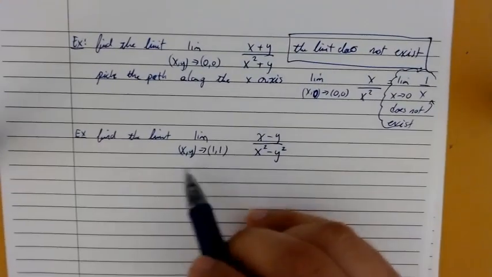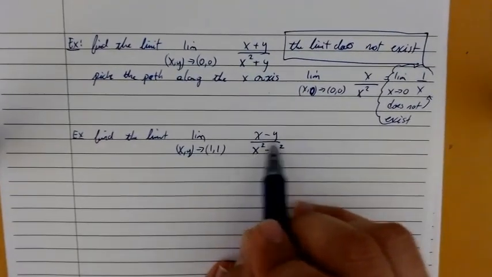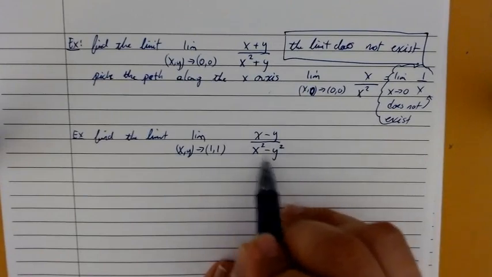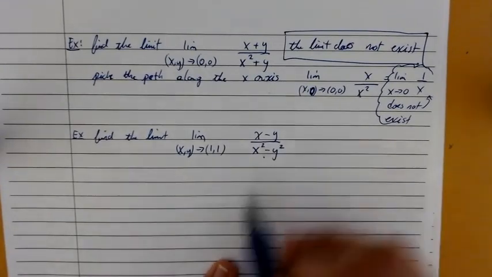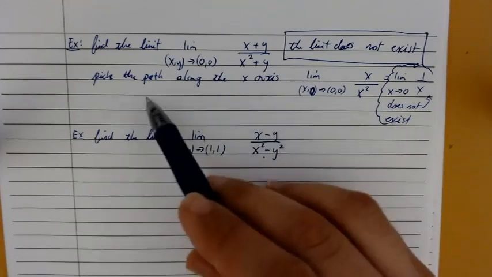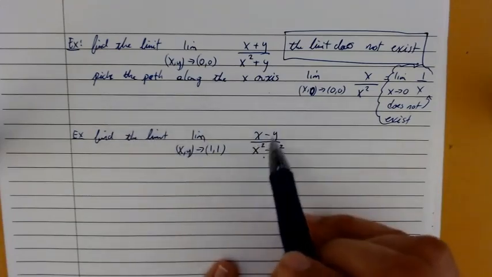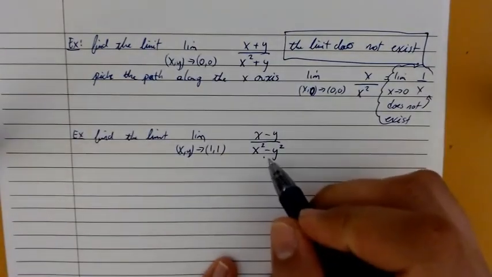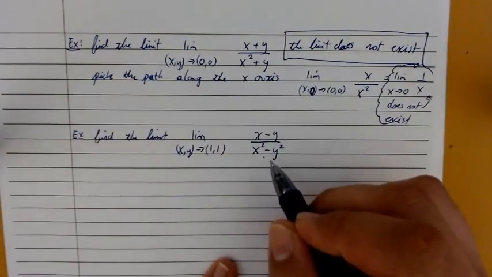Here, again, you should always try plugging in first, but that gives you 1 minus 1 over 1 minus 1, 0 over 0. But in this case, I suspect this does have a limit. So picking different paths is not going to help, because no matter how many paths I try, I can never get them all. So instead I'll try to simplify, rationalize.